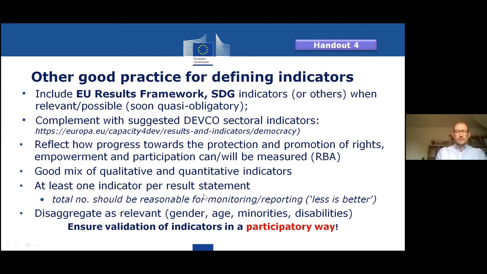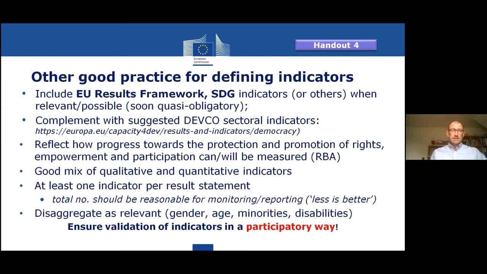Just a few other points which you should bear in mind. A good mix of qualitative and quantitative indicators. I think we've already discussed that. At least one indicator per result statement. That seems pretty obvious. You wouldn't have a result without an indicator. That's not allowed anymore. But the total number should be reasonable for monitoring and reporting. I mean, we say less is better.